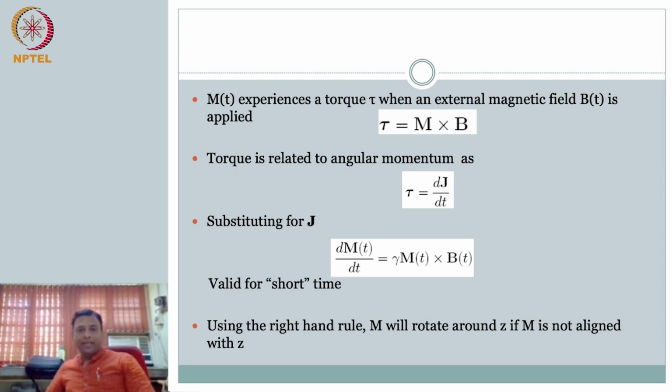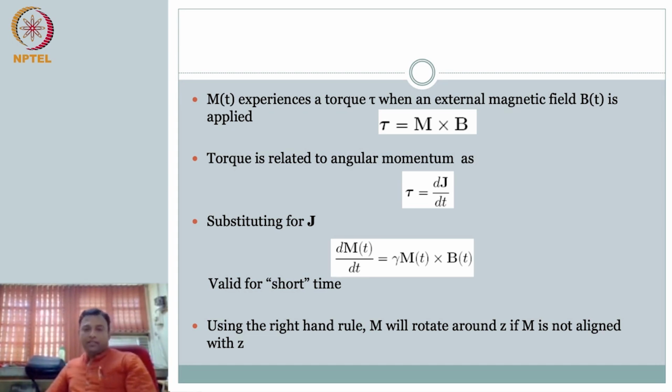So we can have d by dt of M of t equal to gamma M of t cross B of t. Okay, so we have just combined M is equal to gamma J and tau is equal to M cross B, and tau is related to J by the d by dt. So we have fused these three and eliminated J.